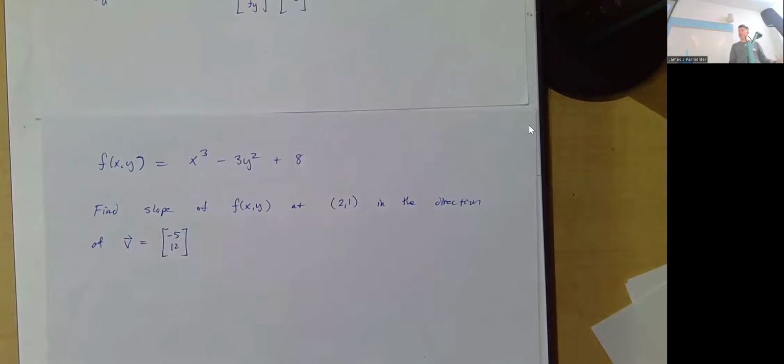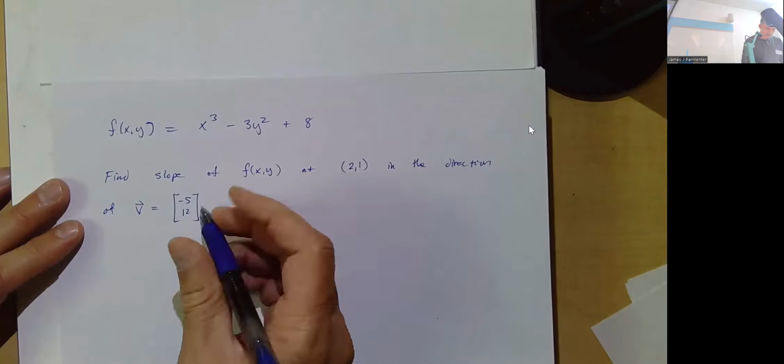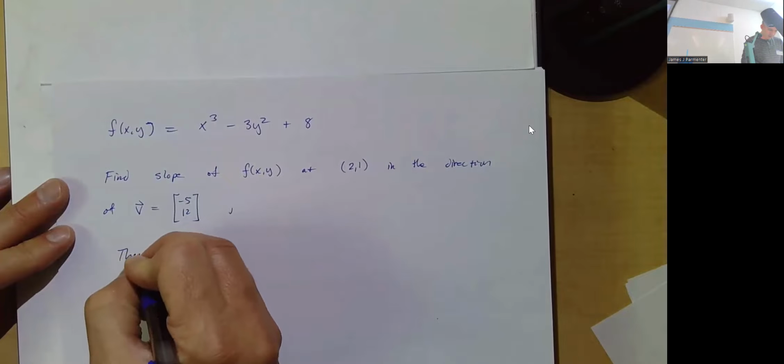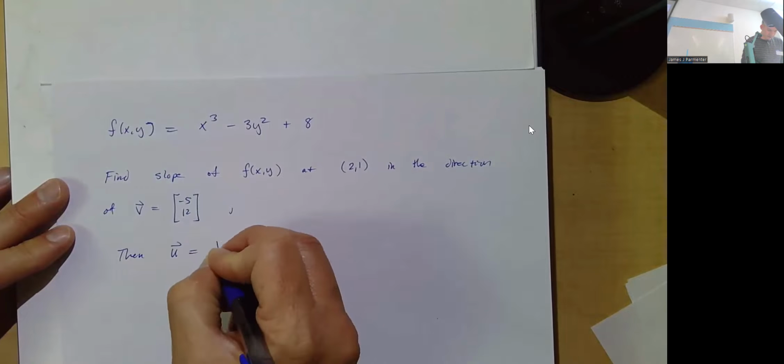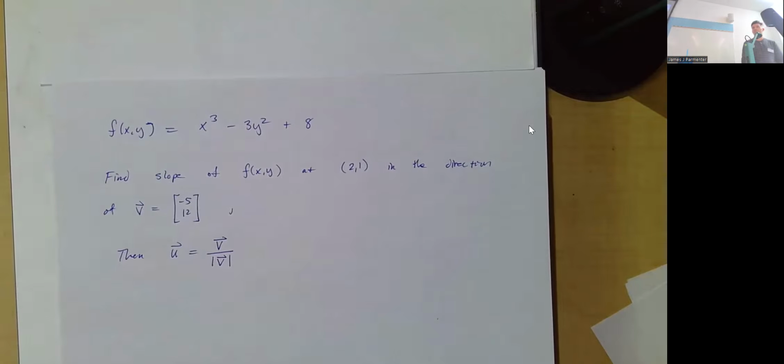So when that's the case, we have to normalize or unitize our vector when we do this. I'm still just going to go the usual way. So if we're given v equal to (-5, 12), then our unit vector is just going to be the vector v divided by the magnitude of v.